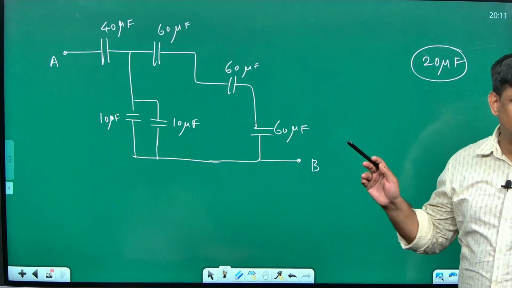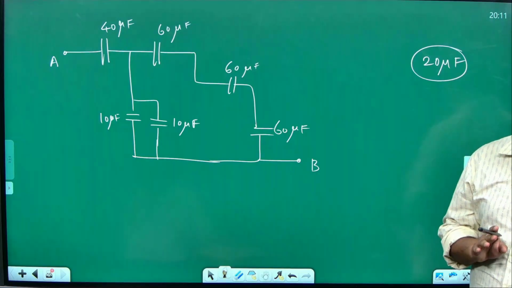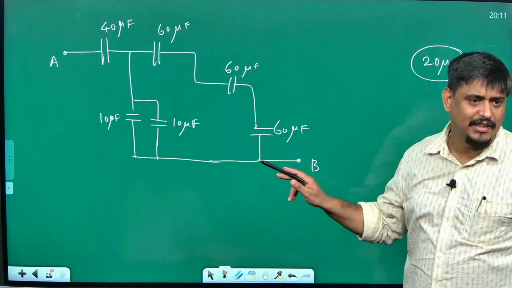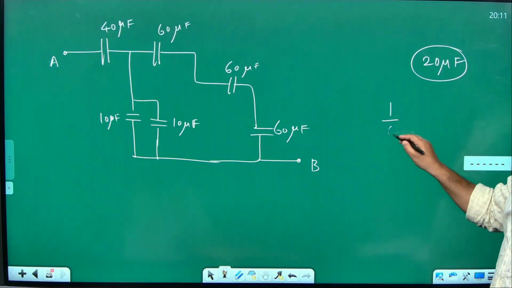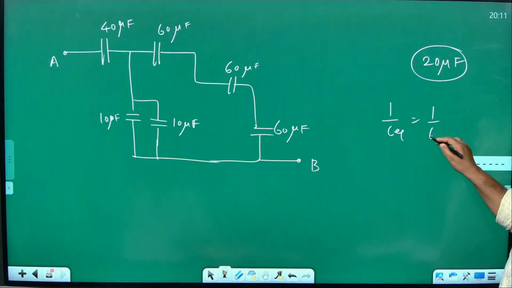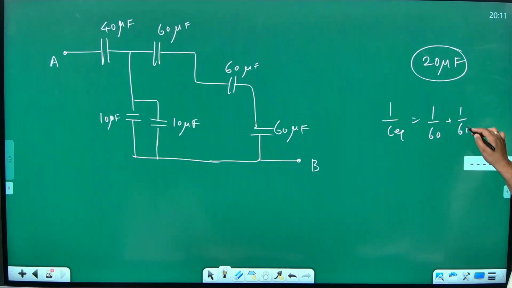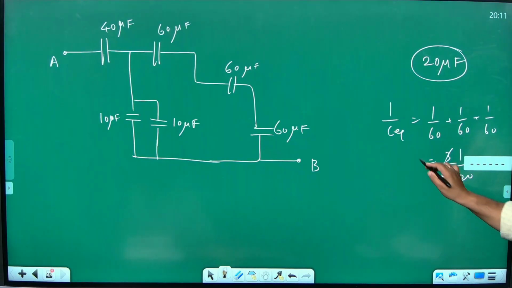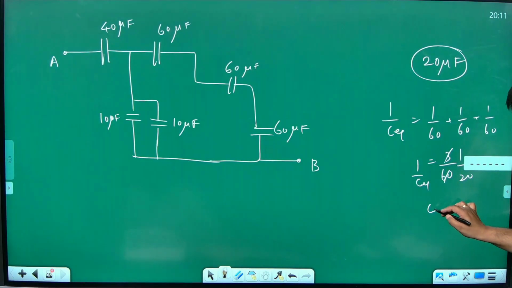Shall I solve this or you can solve by yourself? I'll give you a hint. 60, 60, 60 are in series. So 1 by C equivalent is equal to 1 by 60 plus 1 by 60 plus 1 by 60, which is 3 by 60, which will be 1 by 20. So you will get C equivalent is equal to 20 microfarad.